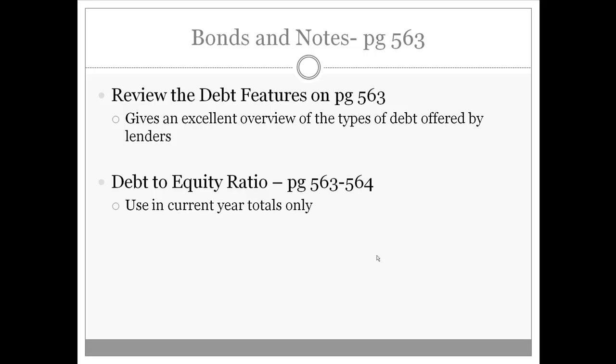The last thing we want to look at is the debt to equity ratio, which is on pages 563 and 564. This is your ratio for this chapter, and it looks at total debt divided by total equity. A lot of lenders use this formula. It's very, very important. The key is to remember to only use the current year totals. So in 2010, you will only use 2010 numbers. If you're looking at 2009, you only use the 2009 numbers. That's the key thing to keep in mind.